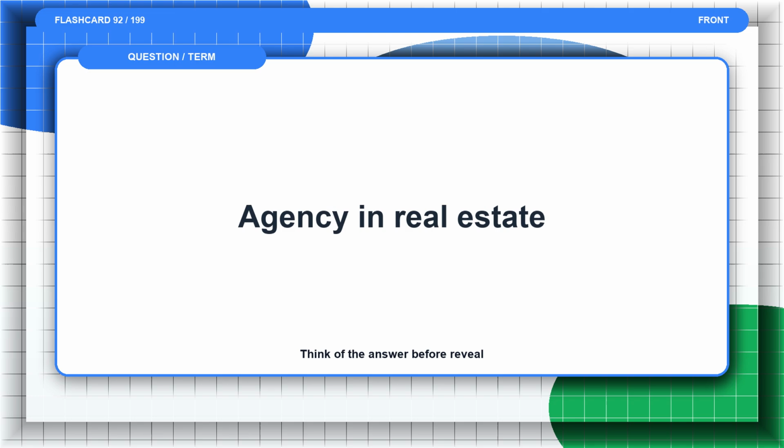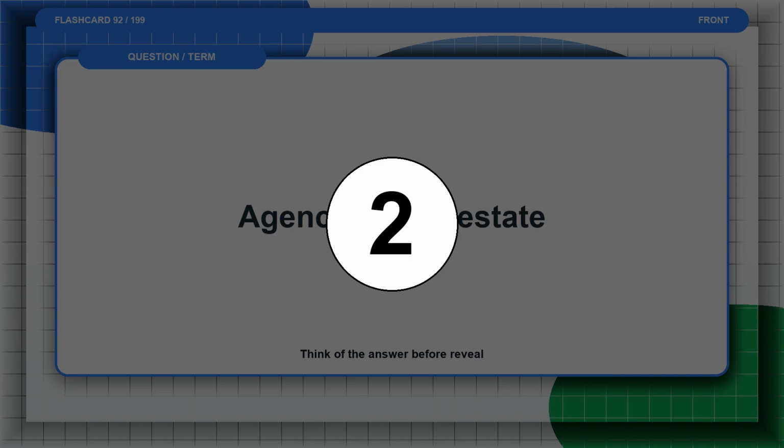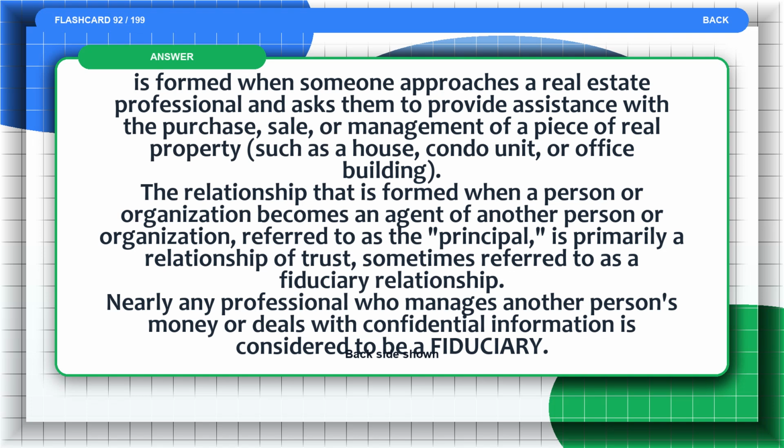Pause and think of the answer before the reveal. The answer is, it is formed when someone approaches a real estate professional and asks them to provide assistance with the purchase, sale, or management of a piece of real property, such as a house, condo unit, or office building. The relationship that is formed when a person or organization becomes an agent of another person or organization, referred to as the principal, is primarily a relationship of trust, sometimes referred to as a fiduciary relationship. Nearly any professional who manages another person's money or deals with confidential information is considered to be a fiduciary.